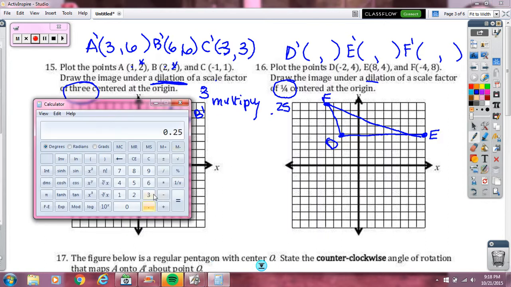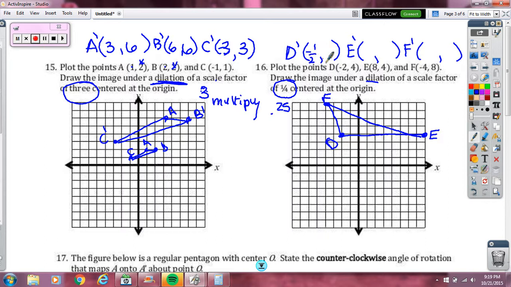So I've got to do -2 times 0.25 gives me -0.5 or -1/2. The other ones I think I could do in my head. 4 times 0.25 or 4 times 1/4 is 1. 8 times 1/4 is 2. 4 times 1/4 is 1. -4 times 1/4 is -1, and 8 times 1/4, 2 again.